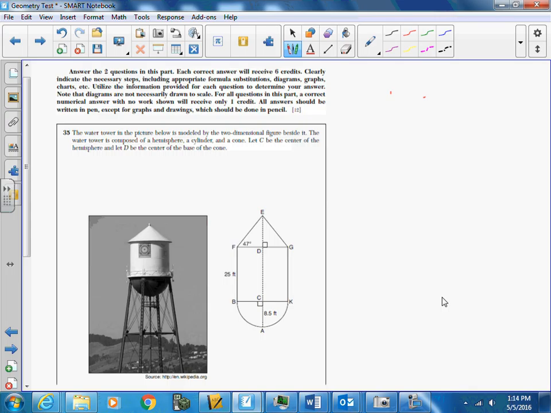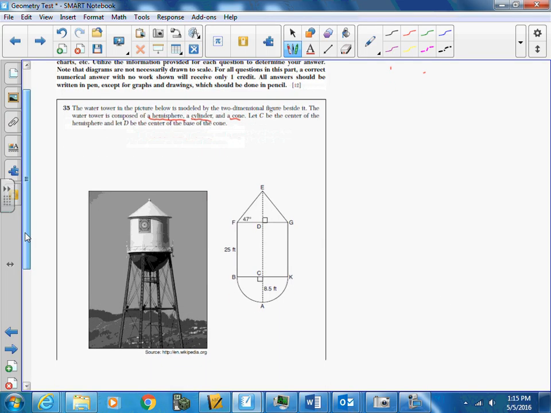It says the water tower in the picture below is modeled by a 2-dimensional figure beside it. The water tower is composed of a hemisphere, so we have a hemisphere here, a cylinder, and a cone. Let C be the center of the hemisphere, and let D be the center of the base of the cone. All right, so let's go down and see the rest of it here.